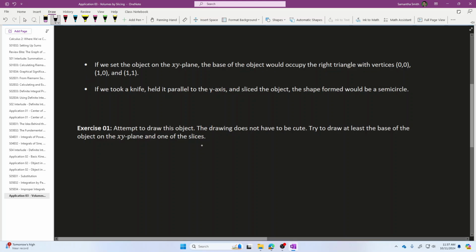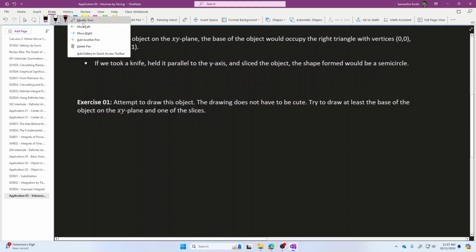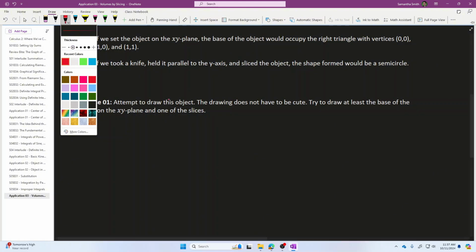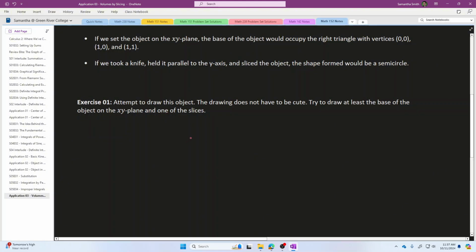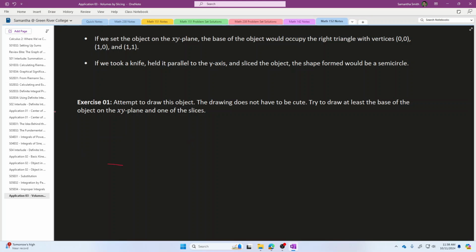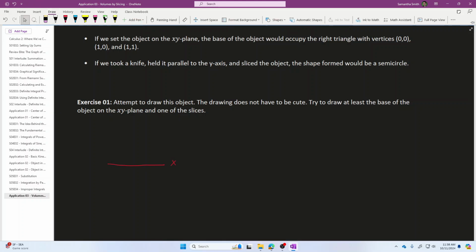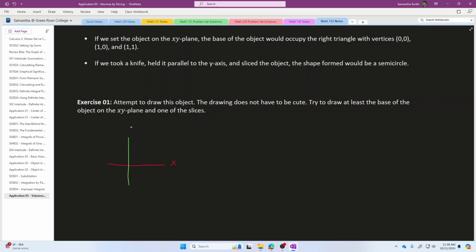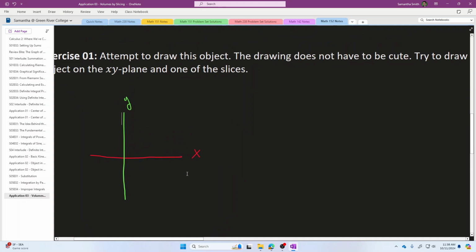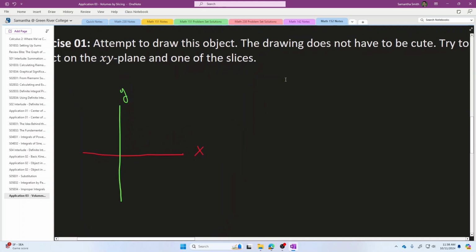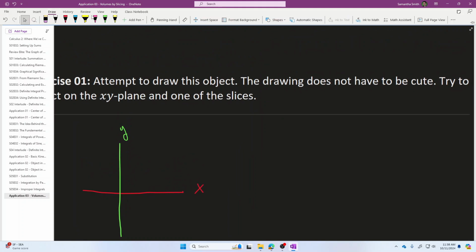So I'm going to start with a pair of axes, and for clarity's sake, I'm going to draw the x-axis and the y-axis in different colors. So here is the x-axis, which I'll draw in red here, and then I'll go ahead and draw the y-axis in green. And if you cannot see the difference between red and green, I also will label these axes. X is horizontal and Y is vertical, as is tradition. Now, on this two-dimensional picture, I'm going to go ahead and draw the object's base.